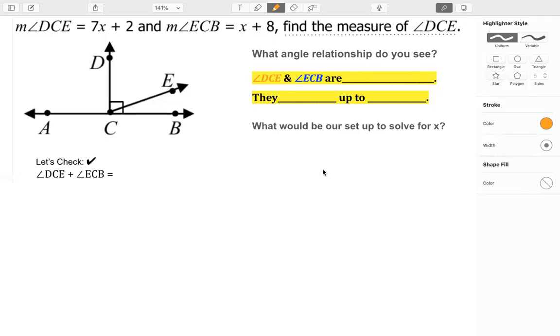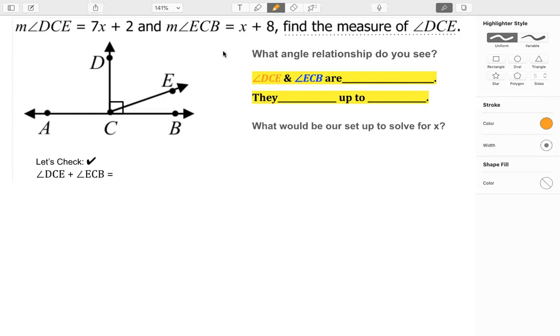Okay, welcome to our review. We have three problems today that we'll work on. The first one, let's take a look at it. The question says the measurement of DCE is equal to 7x plus 2, and the measurement of ECB is equal to x plus 8. Find the measure of DCE.